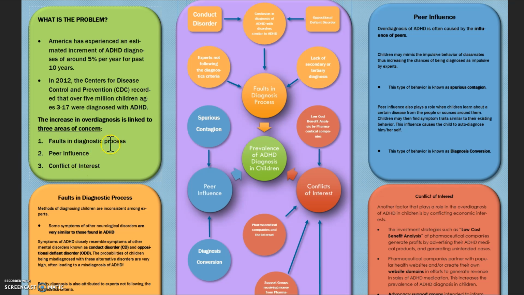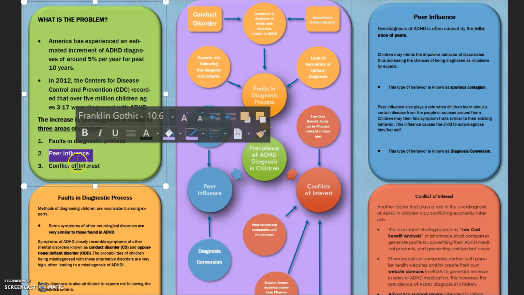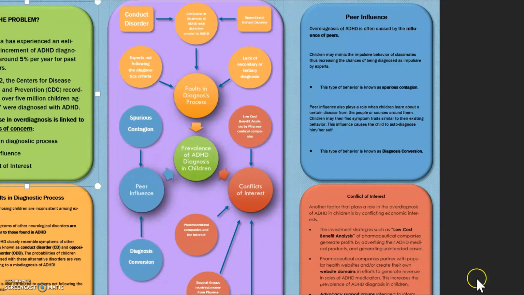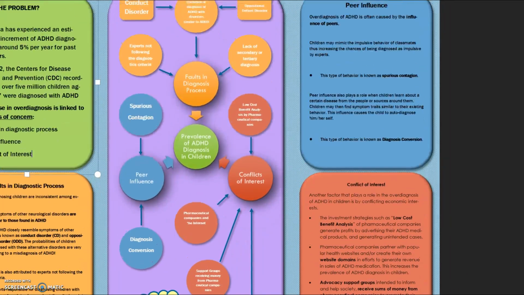Faults in diagnostic processes, peer influence. So basically this has to do with a more social problem: the children and whoever's around the children that is diagnosed with ADHD. And then conflicts of interest, big pharmaceutical companies. So anyway, let's take a look at this web.